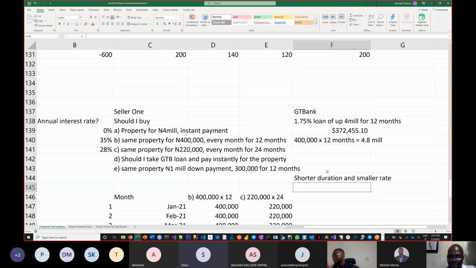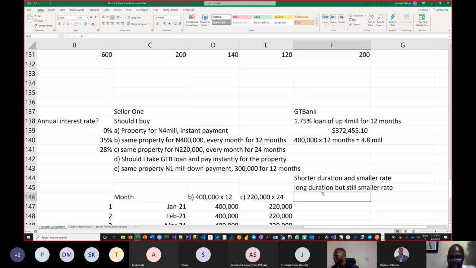Shorter duration and smaller rate is typically better. So in the order of things, this is what you want: shorter duration, smaller rate. Well, if you cannot get that one, no problem. Long duration, but still smaller rate. The worst combination is when both are long.